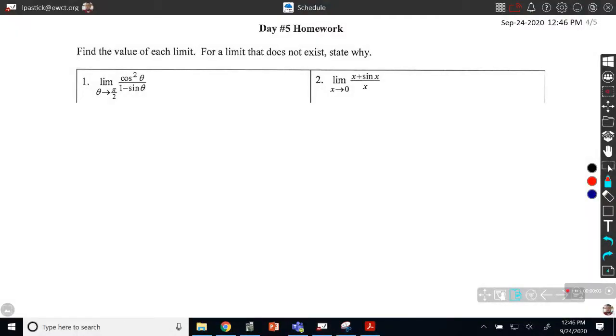What's happening, y'all? So per Austin's request, here is numbers 1 and 2 on the day 5 homework. These have to do with finding limits of trigonometric functions.